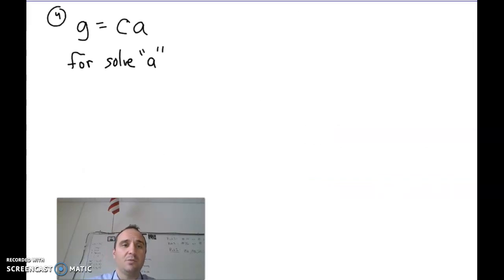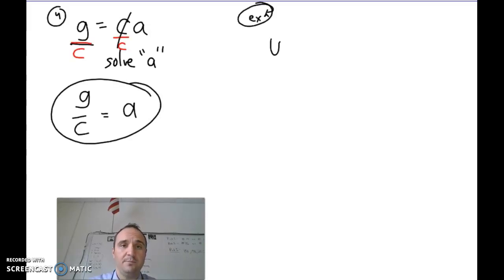Number 4, G equals C times A. I want to solve for A, so we're going to divide both sides by C. A equals G over C.